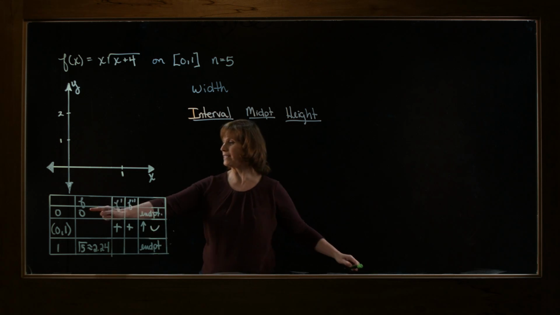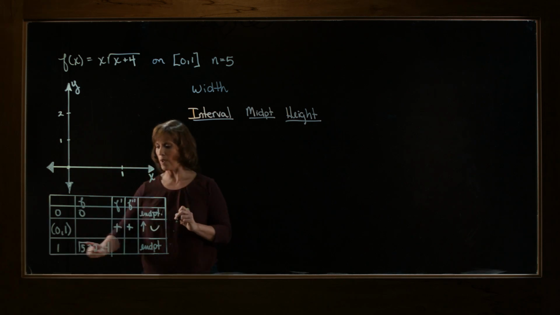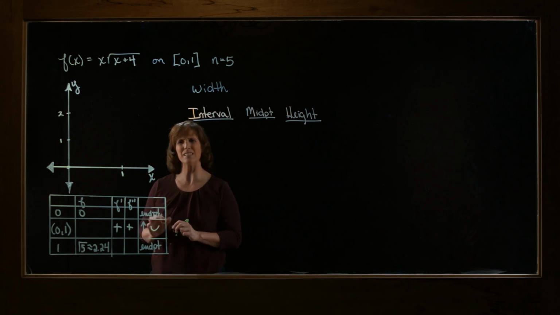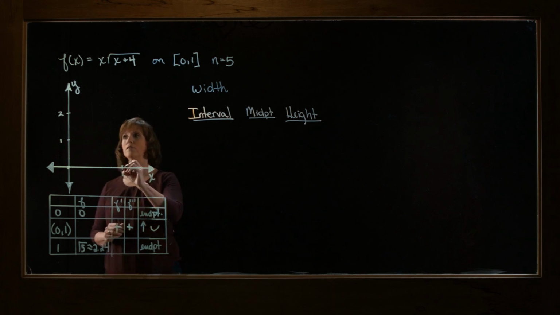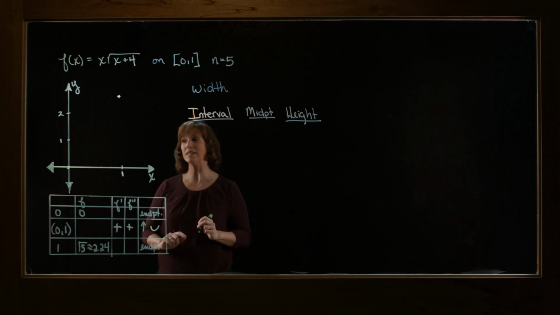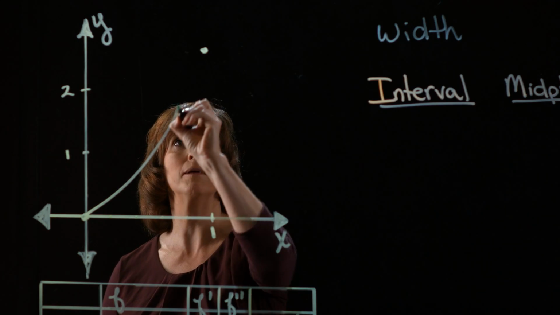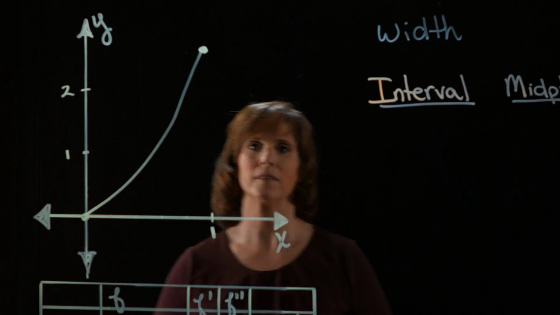So I know that the point 0, 0 is on my curve, which is right here, and the point 1 and the square root of 5, which is about 2.24. So that will be right about here. I know my function's increasing and it's concave up, so it's roughly going to be looking like that.